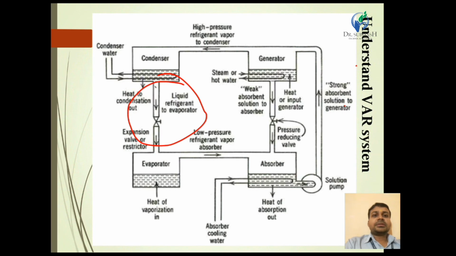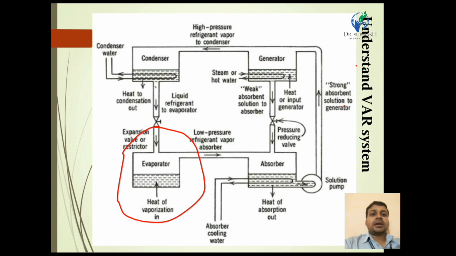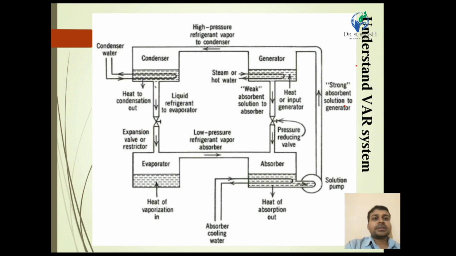Then after the expansion valve, the NH3 liquid passes through the evaporator, which is where our cooling space is. After the throttling device, the refrigerant is at low pressure and low temperature. Then this refrigerant absorbs heat from the enclosed space. This low pressure refrigerant vapor is passed to an absorber.